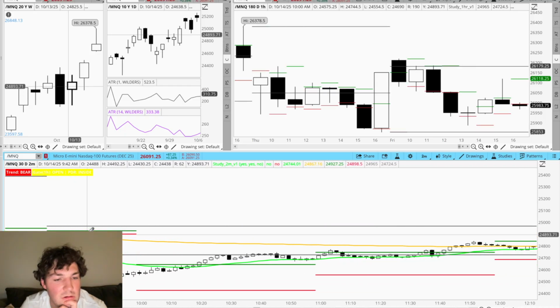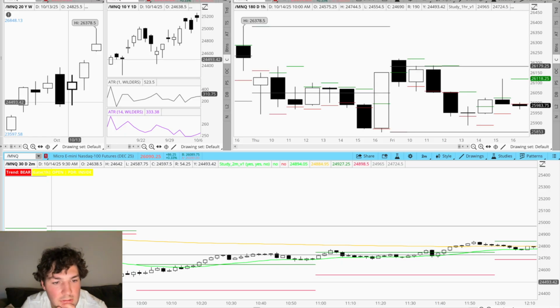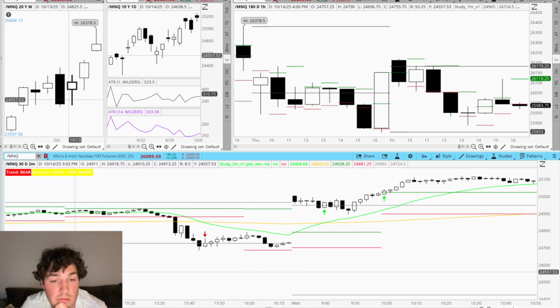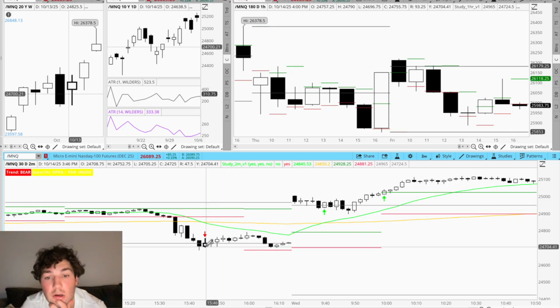One signal here. Would have taken this short. Got in here, wrote it down to here. So this would have been a 70 down to 93. So a 75-point winner. So I'm just going every single arrow. I'm just being honest. This one never would have filled.